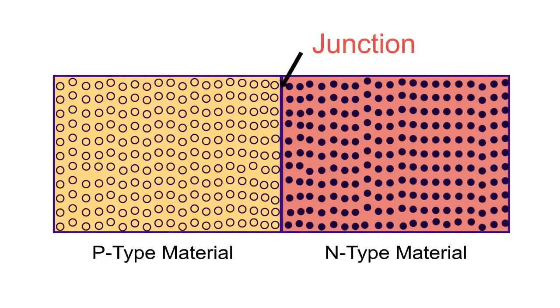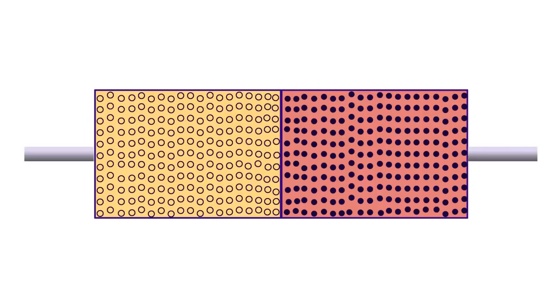When a p-type semiconductor and an n-type semiconductor are joined together with the help of a special fabrication technique, a p-n junction is formed. Metallic terminals are connected to the substrates. The terminal of the p substrate is called the anode and the terminal of the n substrate is the cathode. This forms the basic semiconductor device called a diode.